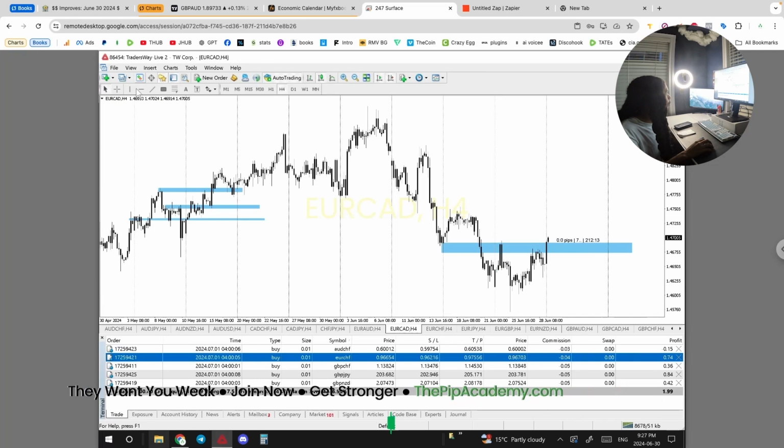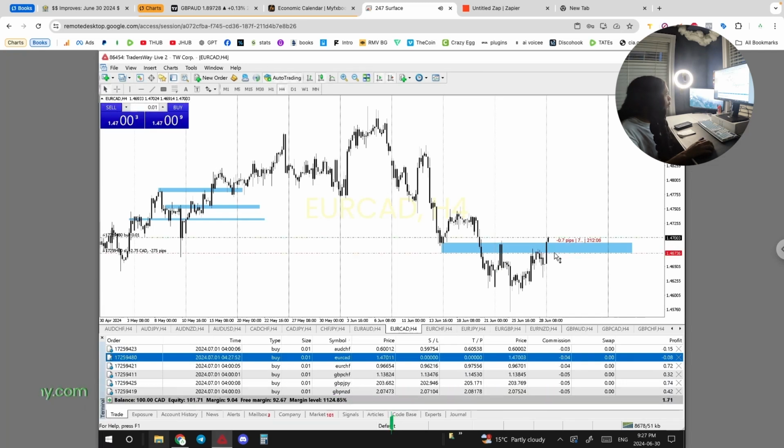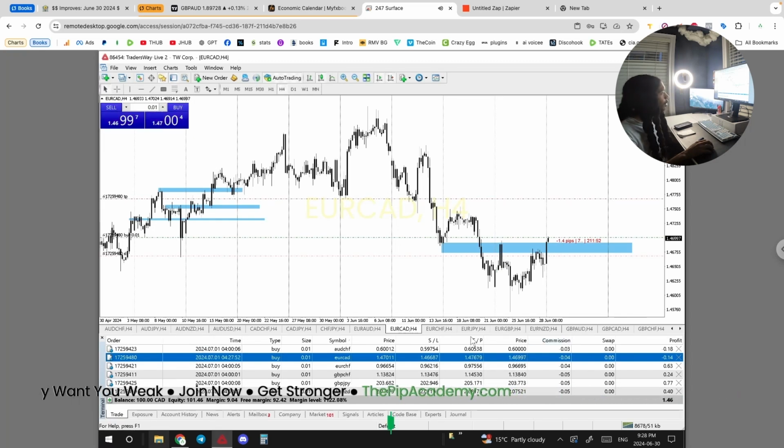So we should be looking for bulls on this one as well. I am going to take this. Stop loss 33, target 66. So we'll do that just like that.